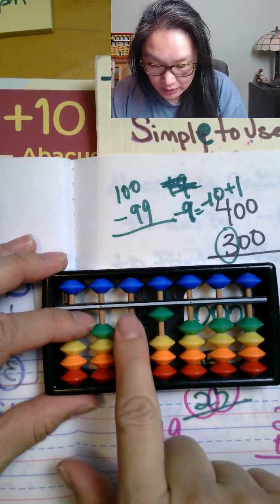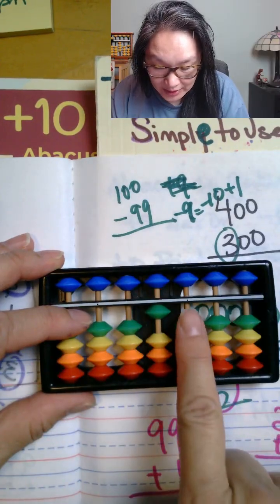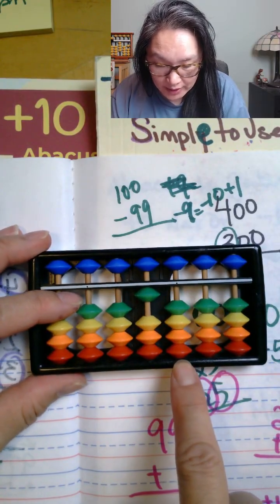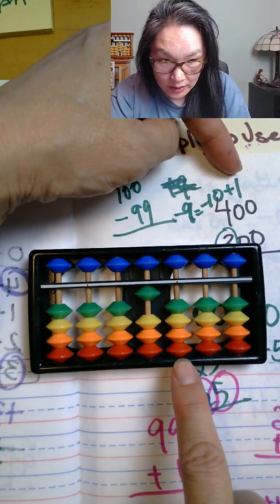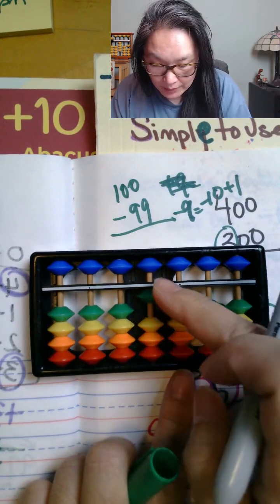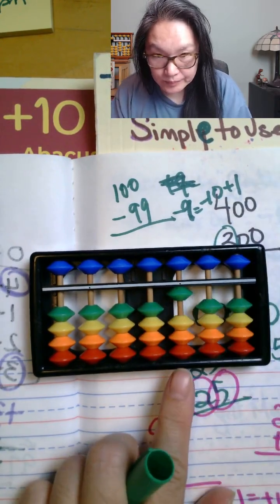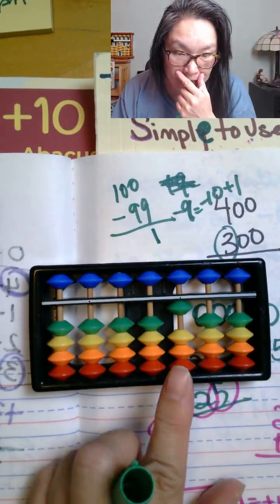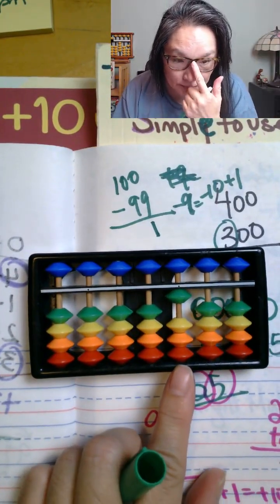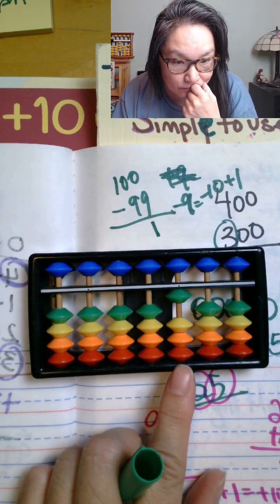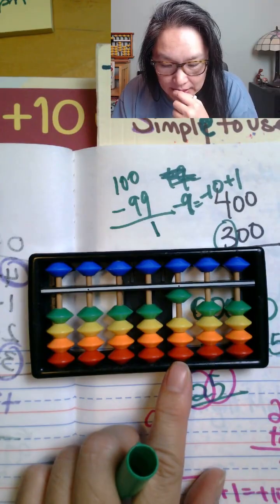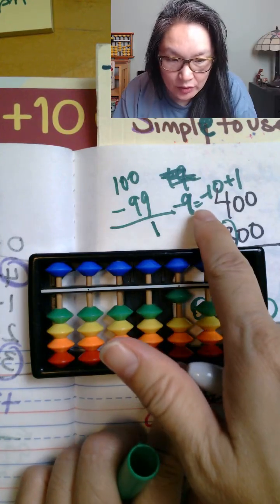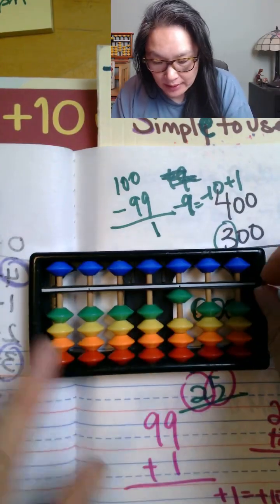Are we starting with 100? Yes, we're starting with 100, and we're going to take away 99. So I'm going to take away 9 again. I don't have enough beads to take away 9. My formula is minus the 10 plus the 1. So I minus the 10 and I plus the 1. So then my answer is 1. It's nice because it works well. And then because we know how to plus, we can minus. So let's do it again.